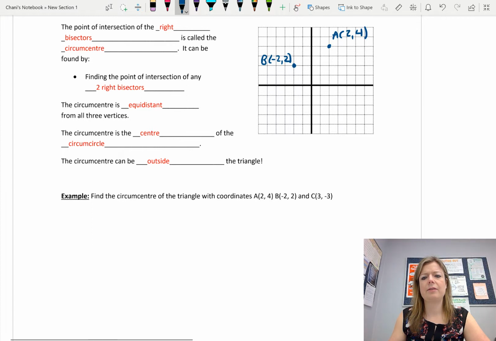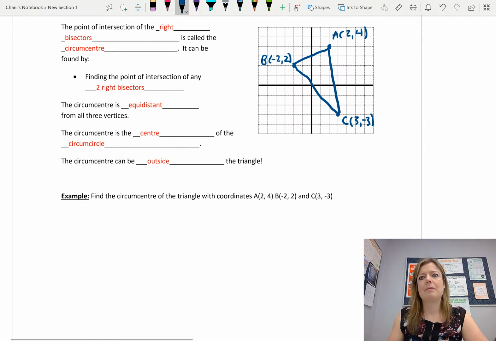And C is 3, -3. Okay, and then use a ruler, please, to actually draw these lines, because you're going to get much more accurate estimations, so you can check your work when you're finding stuff, than my kind of bad drawing there.